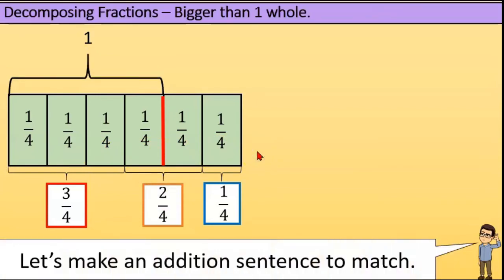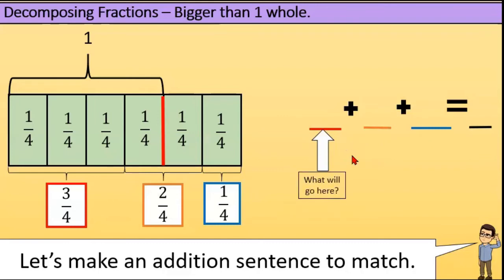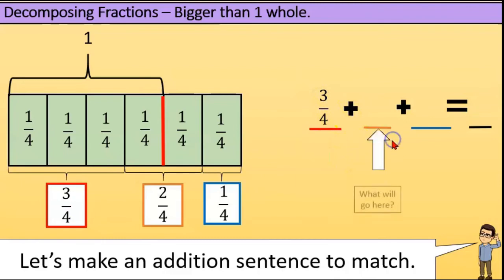Let's make an addition sentence now to match. Same thing, you're going to help me out. My lines are a little smaller because I needed more space. So what will go here? If I look carefully, my first group is 3/4, so 3/4 will go there. What will go in my second group?